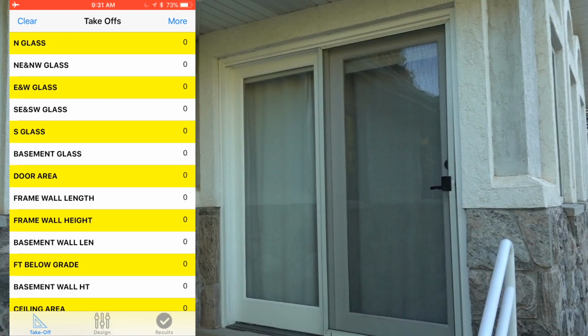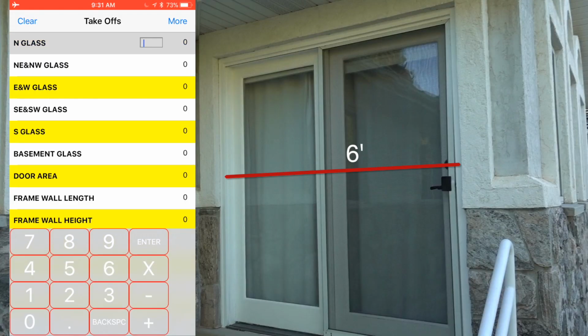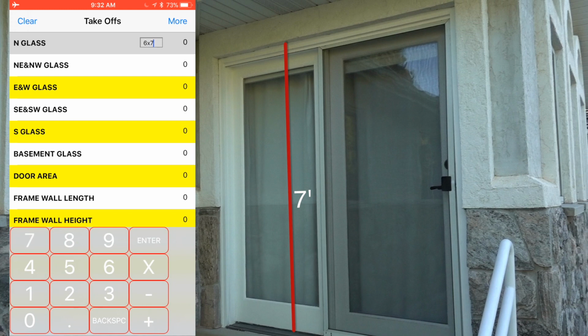I'm on the west side, but this slider's facing north. So I'm going to go to the north glass. I'm going to go 6 times 7, hit the plus button. And then measuring the frame wall length on that side, the exposed wall, it's 8 feet. So I go down here to frame wall length, and I hit 8 plus.